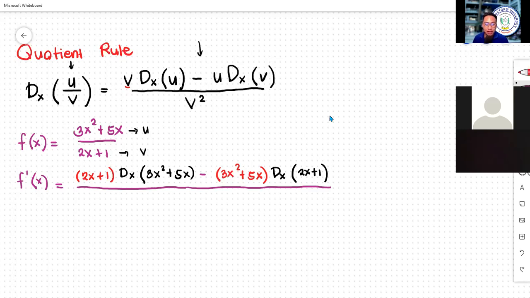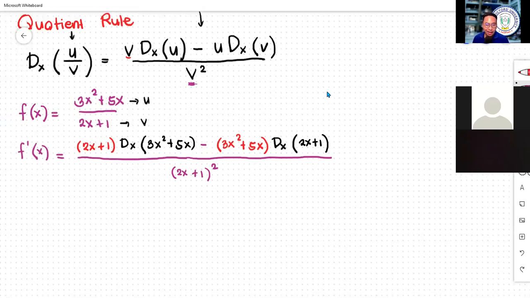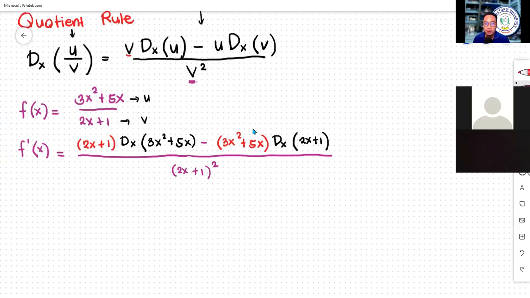After this, we're done with the numerator. Then we do the denominator here. So squaring the denominator, which is 2x plus 1 squared, correct? For the final answer, we just need to manipulate the numerator and then simplify. So let's work this out. We have 2x plus 1 times the derivative of 3x squared plus 5x. We just solved it earlier. We have 6x plus 5, right?